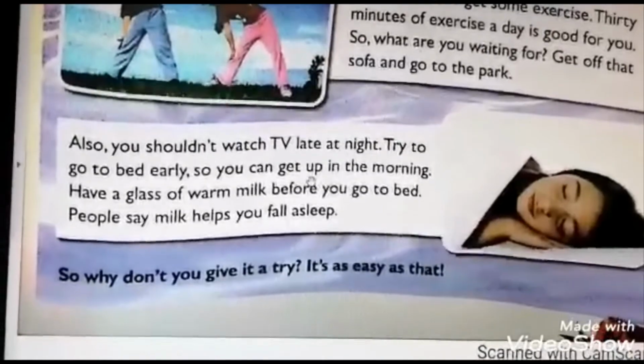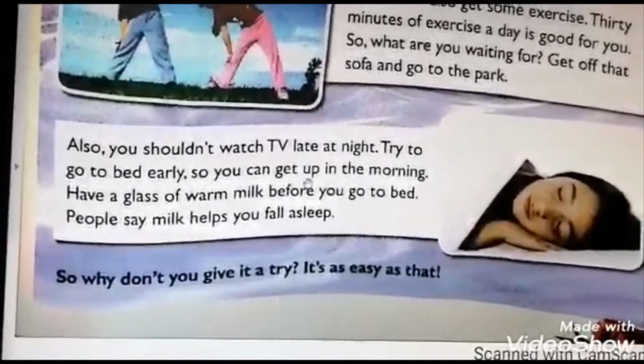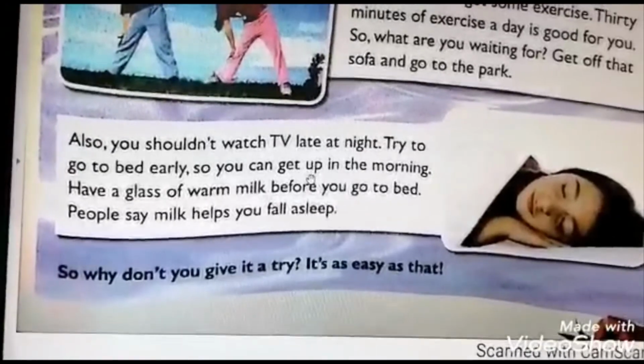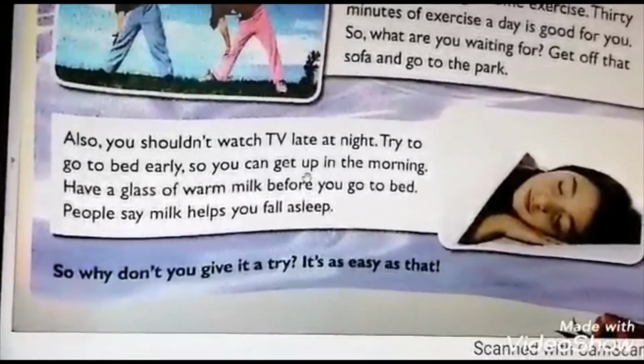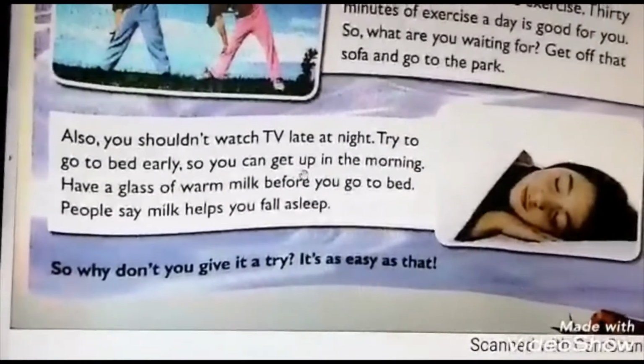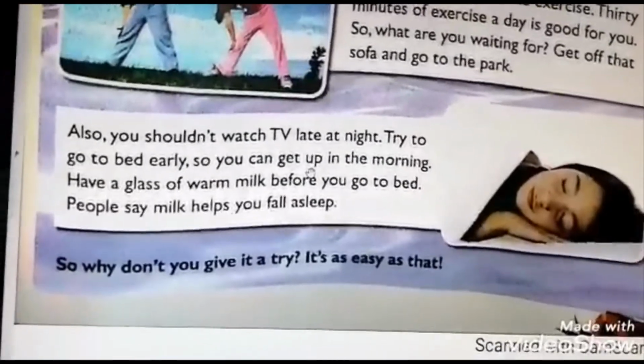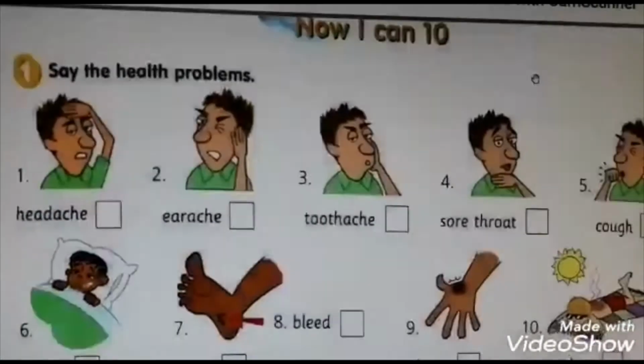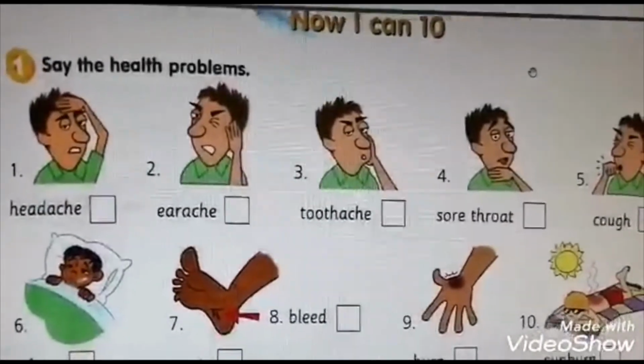Have a glass of warm milk before you go to bed. People say milk helps you fall asleep. So why don't you give it a try? It's as easy as that. Just you have to organize yourself. Turn to next page. This is your self-assessment.